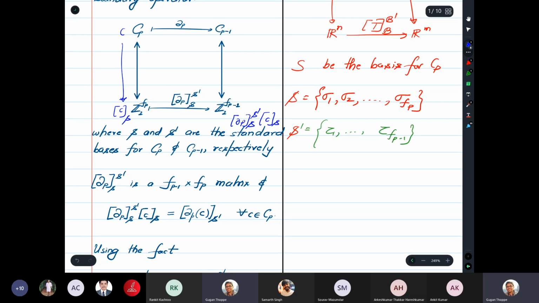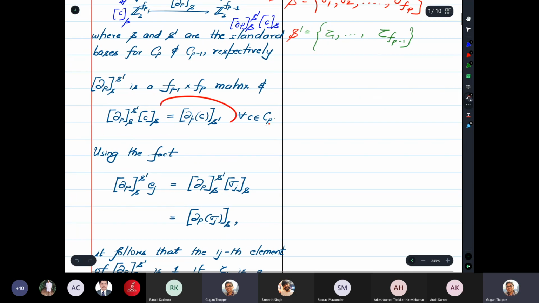Now on the other hand, you could have also moved in this direction, in which case you start with C and you apply this boundary operator. So this is an element in C_{p-1}, and you can figure out what its coordinates are. The coordinates of this will be the boundary ∂_p of C, and you look at its coordinates in S prime. So you can see that this is the right hand side of this. This diagram commutes means that in whichever way you proceed, you end up with the same answer, and that's what is written over here. So this is true for any chain C in C_p.